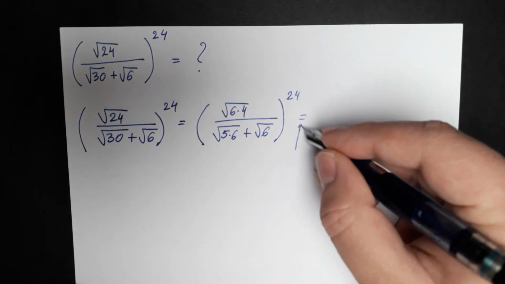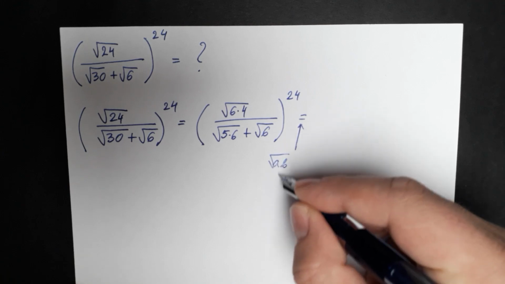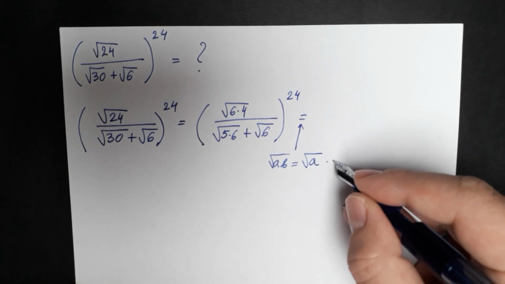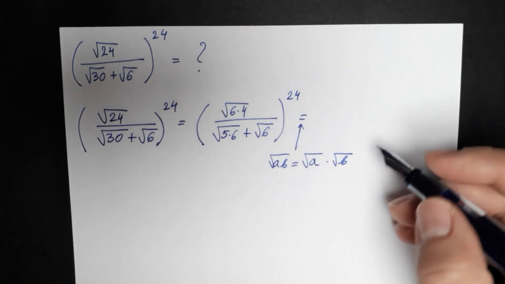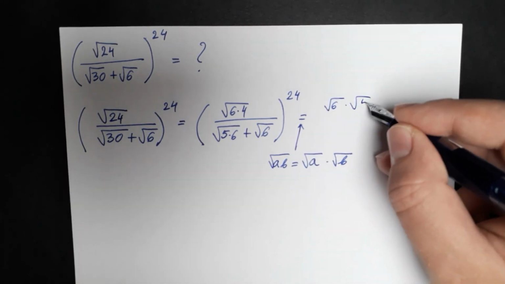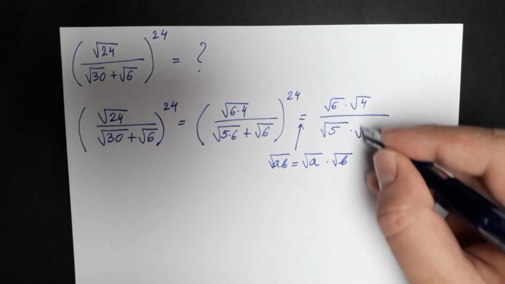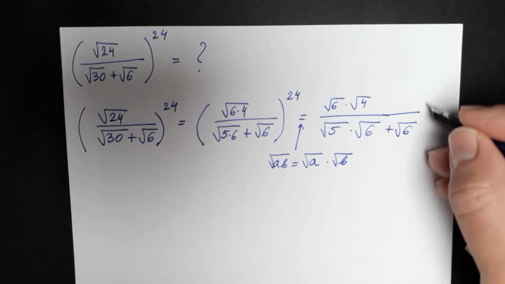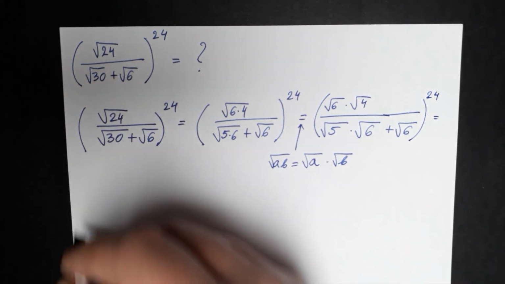I'm going to use in this spot right here the fact that the square root of a multiplied by b is equal to the square root of a multiplied by the square root of b. So I get the square root of 6 multiplied by the square root of 4 over the square root of 5 multiplied by the square root of 6 plus the square root of 6, and all of that is going to the power of 24.